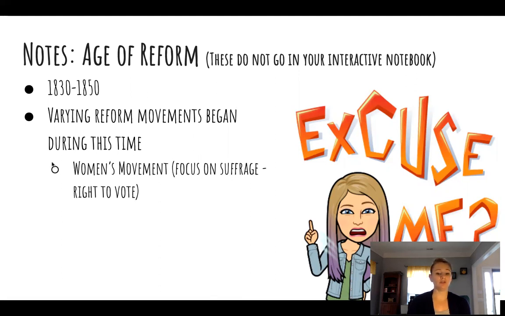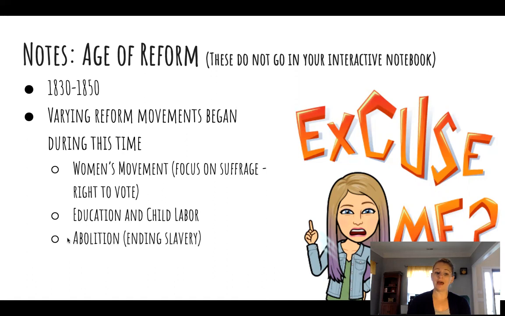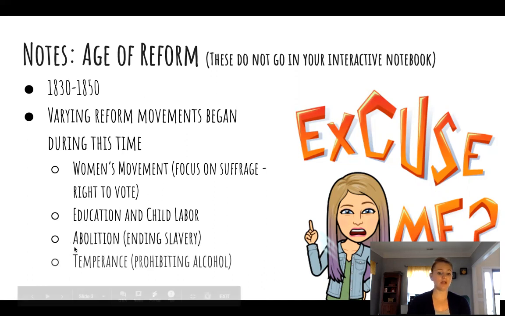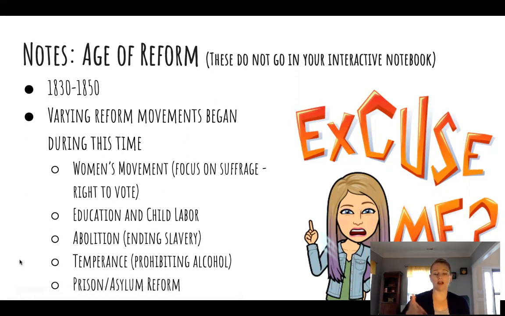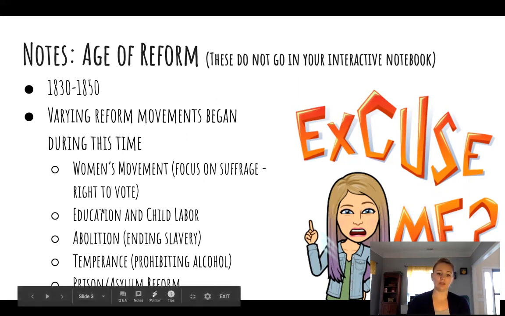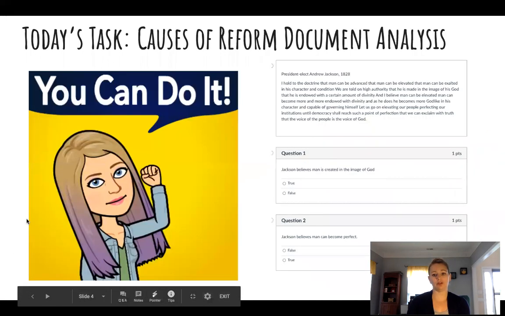But the first was the women's movement, especially with a focus on suffrage and the right to vote. The next one was the education and child labor movement. Abolition, which was the movement to end slavery. Temperance was the movement to start prohibiting alcohol. And then prison or asylum reform to help change the way that prisoners or people that were being kept in mental hospitals were being treated. So throughout today's assignment, you're going to be looking into some of these different types of reforms as you're going through it. So I'm going to go through and talk to you about today's task.